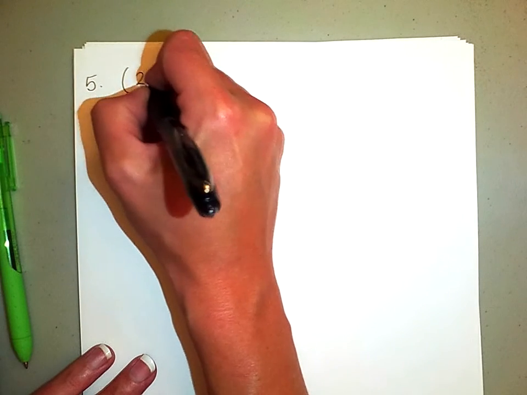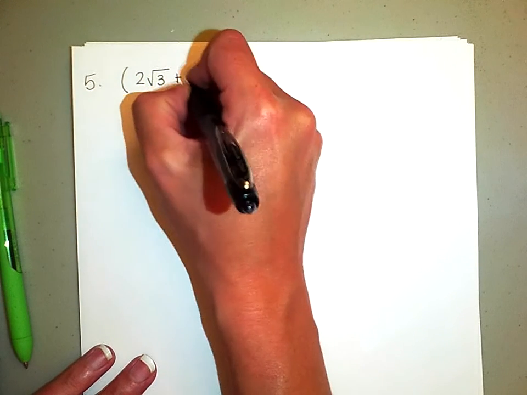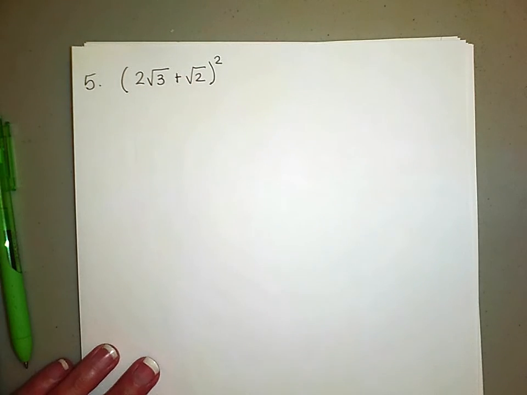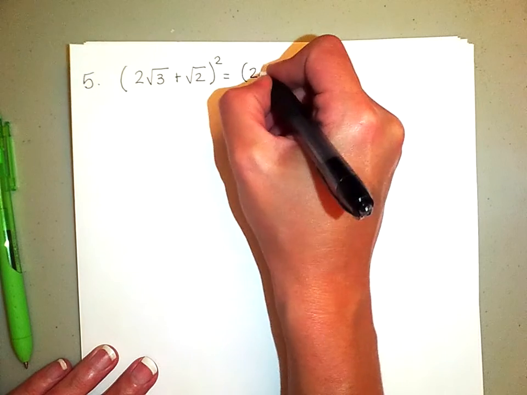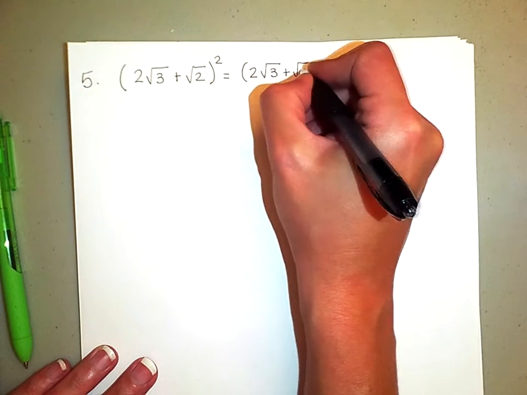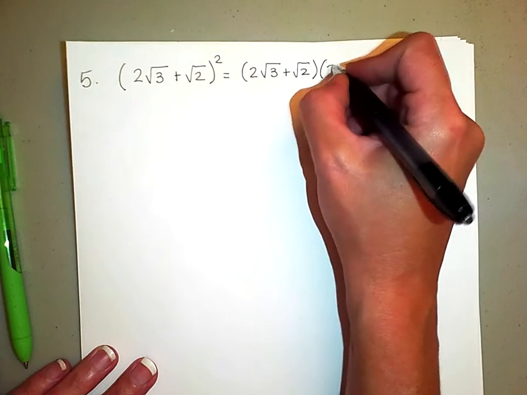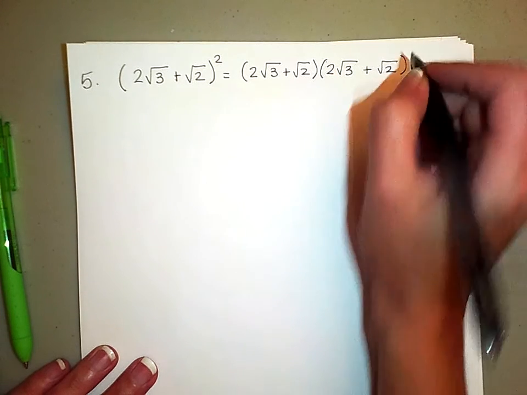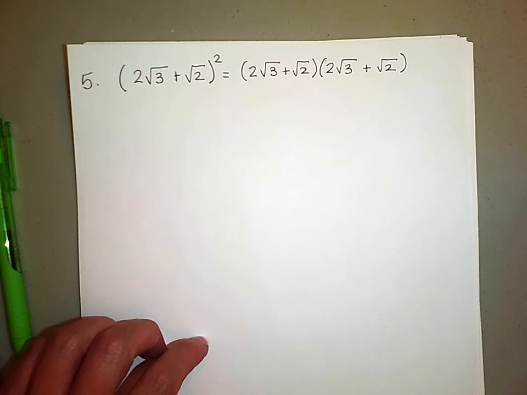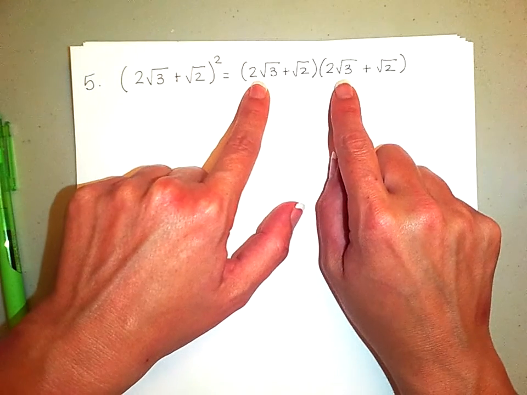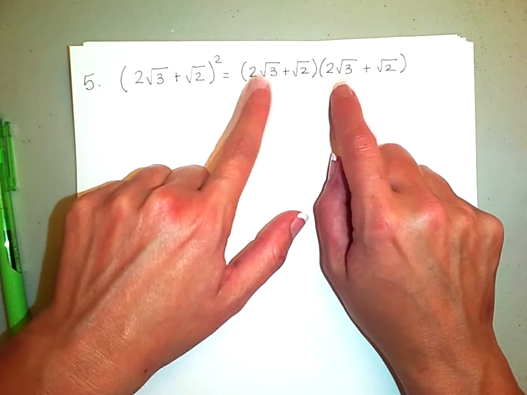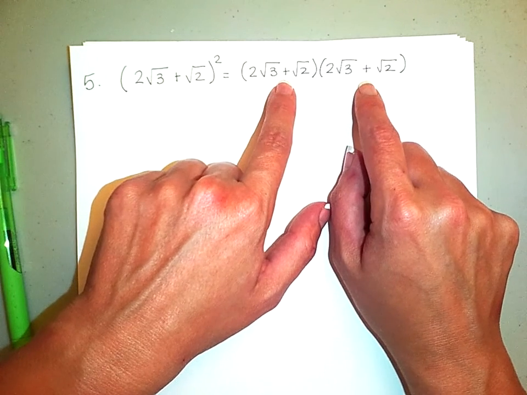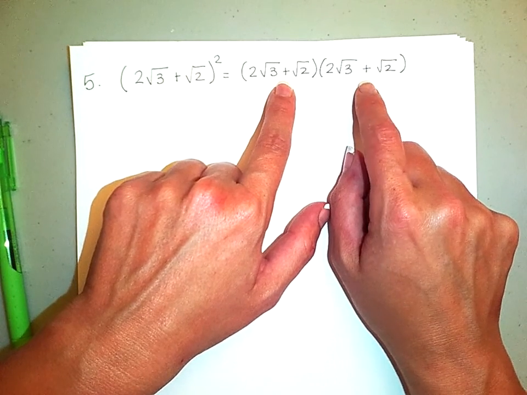In this case, we take the quantity 2 times the square root of 3 plus the square root of 2, and then we square that. So let's write that out. 2 times the square root of 3 plus the square root of 2, again times itself. 2 times the square root of 3 plus the square root of 2. So here we have A and B being the same, or the first being the same and the last being the same, but these are not conjugates because they have the same sign. So let's see what happens here.